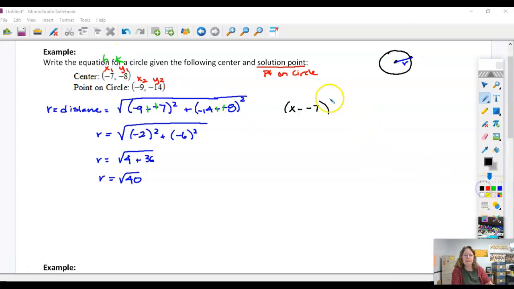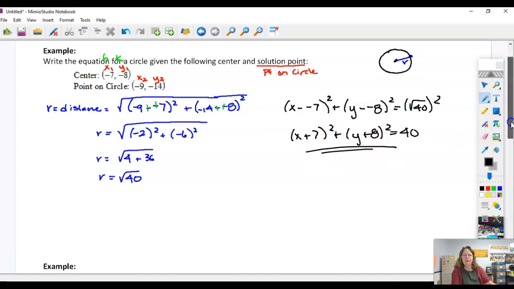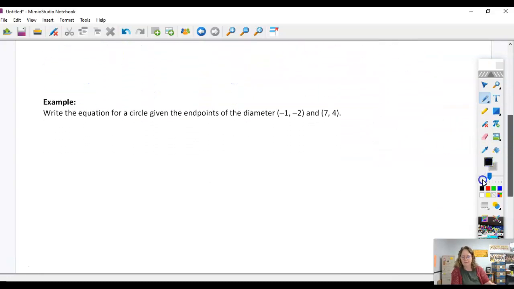So (x minus a negative 7) squared plus (y minus a negative 8) squared equals the square root of 40 squared. So (x plus 7) squared plus (y plus 8) squared equals 40. Our final answer.